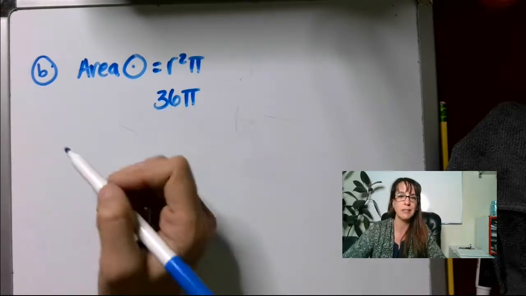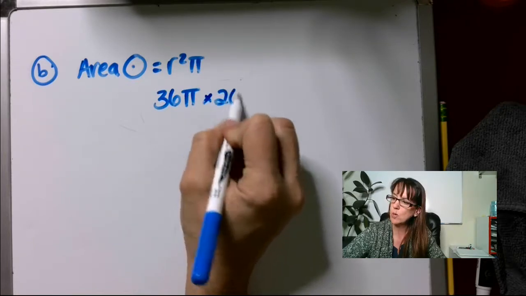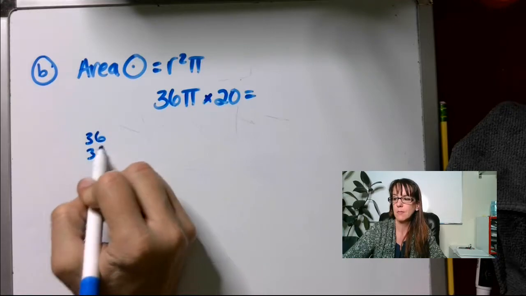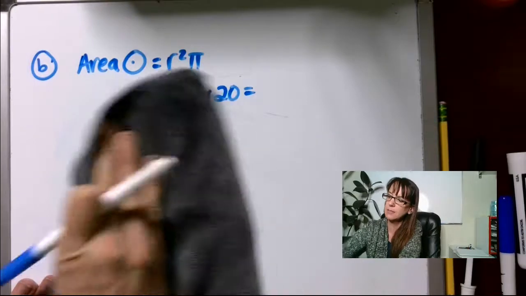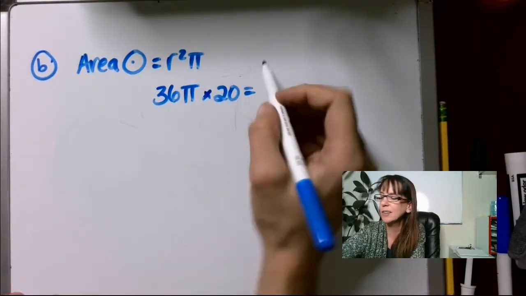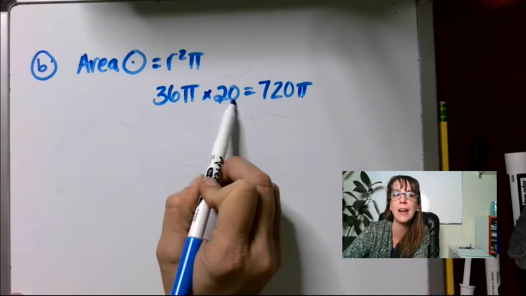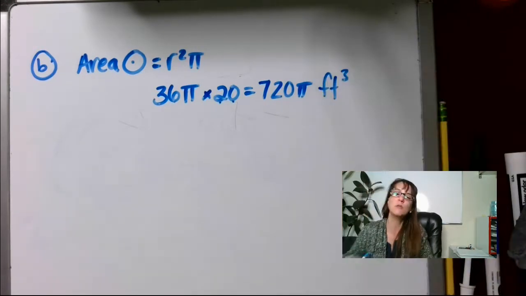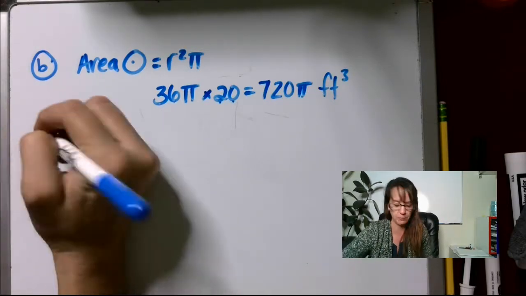Now that's the area of the base. Now we need to multiply it by the height. Times 20 equals 36 doubled is 72, right? I don't know why I didn't think of that, 72. So this right here is going to be 720 pi, because I did 36 times 2 and then added a 0. So 720 pi feet cubed. Guys, if you do not have your units on this, you will get the problem wrong. I will be checking for that.